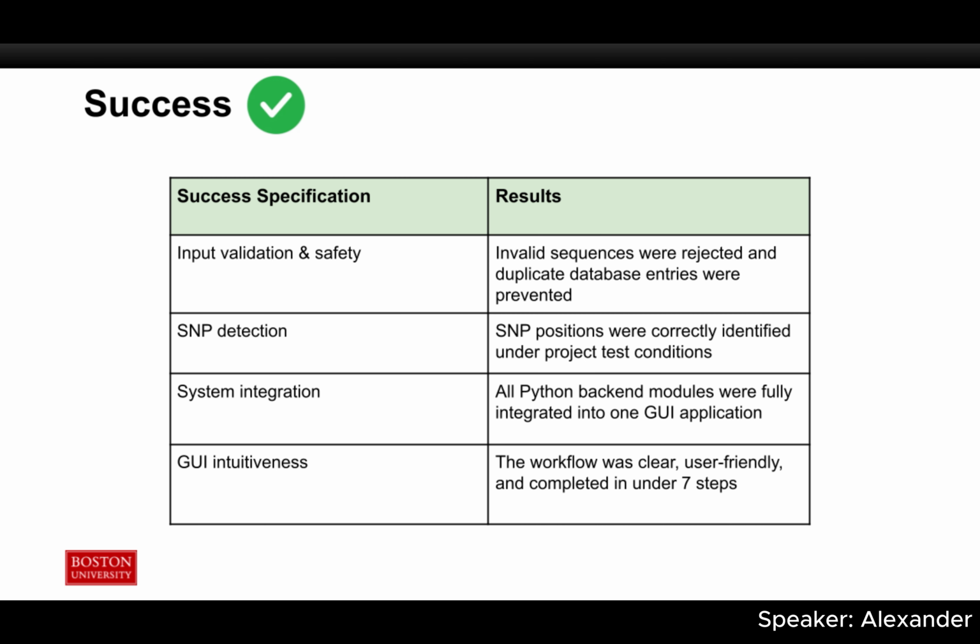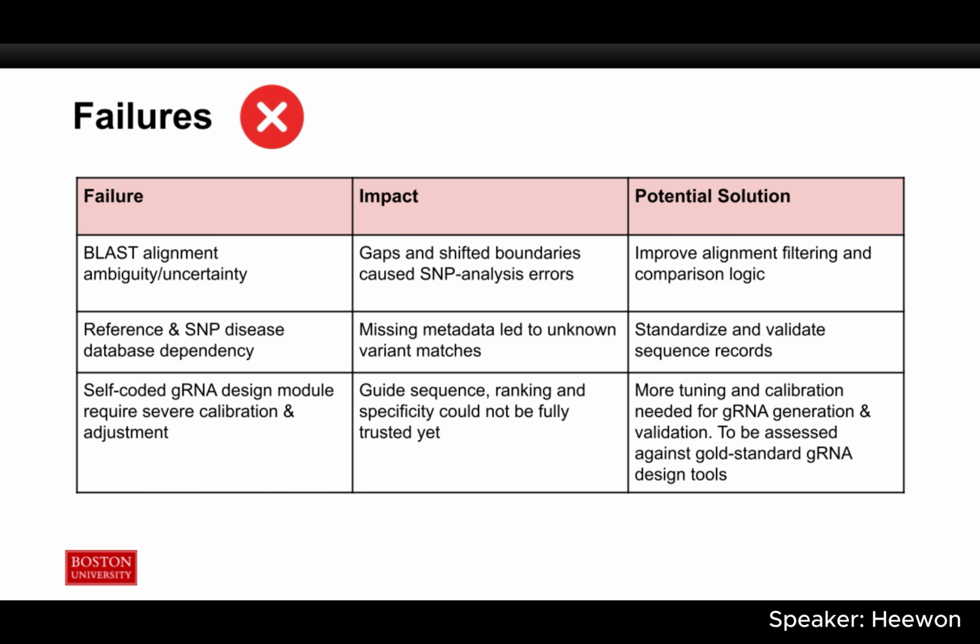Our key successes were reliable input validation, correct SNP position detection, full integration of the Python modules into one GUI, and a clear workflow that users could complete in fewer than 7 steps. Our main limitations were BLAST alignment ambiguity, database metadata dependency, and incomplete calibration of the self-coded gRNA module. These issues caused SNP analysis errors, unknown variant matches, and unreliable guide ranking. So future work will focus on better filtering, stronger database validation, and benchmarking against gold standard tools.